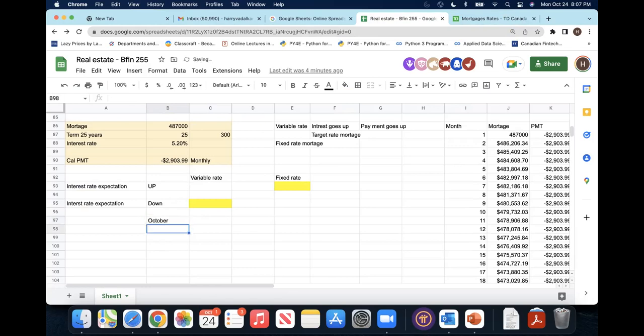Okay, this is October 24. Then October 26th is the policy date for the Bank of Canada when they are going to increase the interest rate. Then November 26th is the next policy date. Okay, so I'll give you examples.